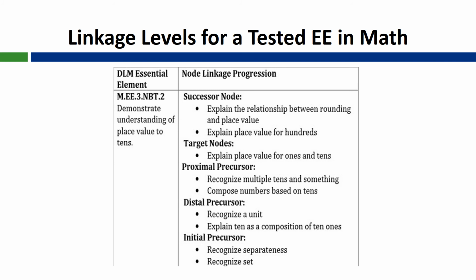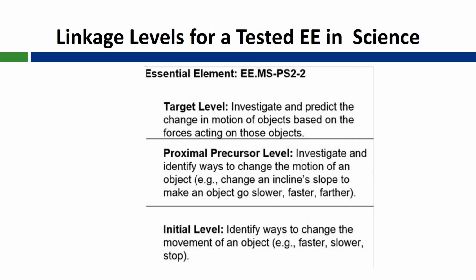This shows linkage levels for an EE in Math in Grade 3. Remember, there is a mini-map that is associated with each essential element that shows how students gain the knowledge and skills that help them achieve the target linkage level. This is an example of an essential element, EE, in middle school science. Notice there are only 3 linkage levels. The initial and precursor levels are less complex than the target linkage level and provide access to the target linkage level at a reduced depth, breadth, and level of complexity.